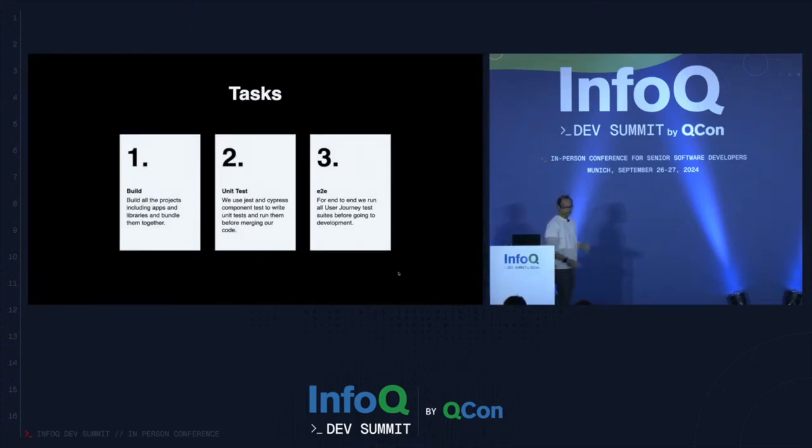These are some tasks which we run for each and every PR. Of course, we do build. Once you write your code, the first thing you do is build your project, and then we write unit tests. We use Jest, and we also have Cypress component tests to write our tests.